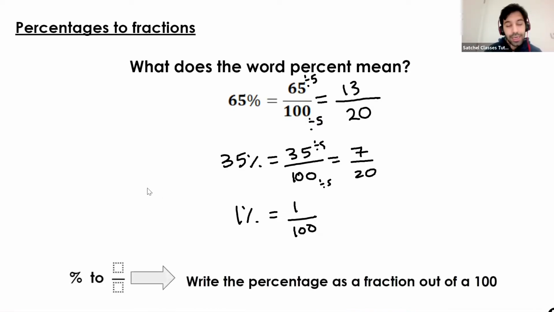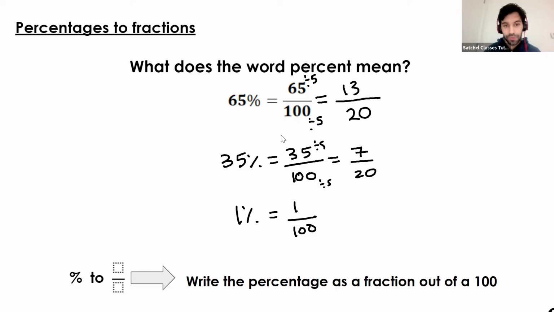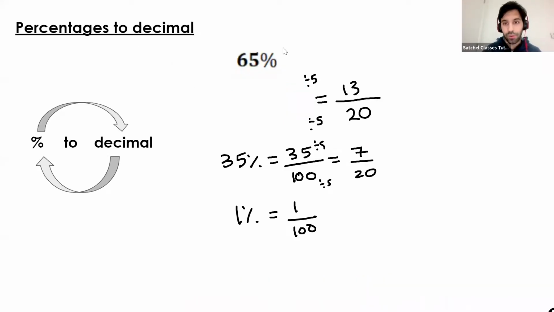So key factor to remember is that percentages to fractions is simply writing the percentage as a fraction out of 100 and then simplifying that fraction. So write the percentage as a fraction out of 100 and then simplify the fraction to get a fraction in its simplest form. So let's do some examples here.